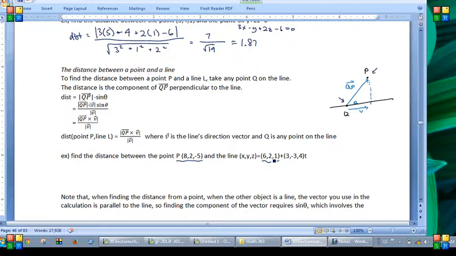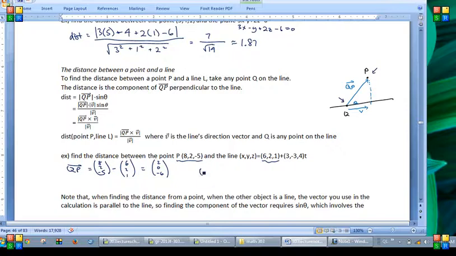So now we need to make that into a vector. So the vector QP, if you like, equals 8, 2, negative 5 minus 6, 2, 1. And that's just 2, 0, negative 6. We already have our direction vector. That's also written right into the equation. That's 3, negative 3, 4.